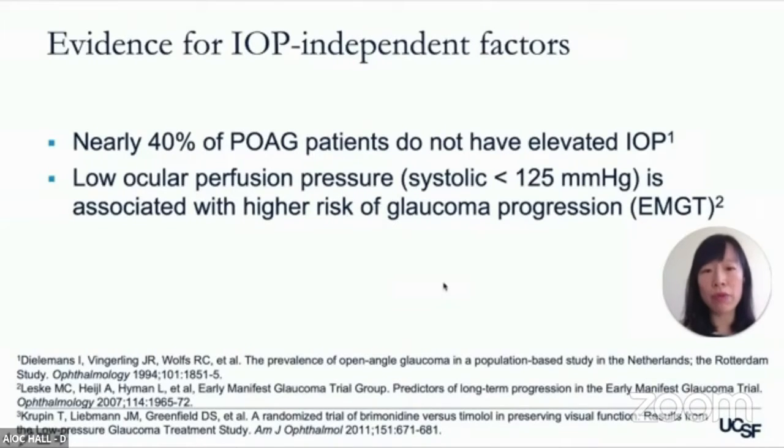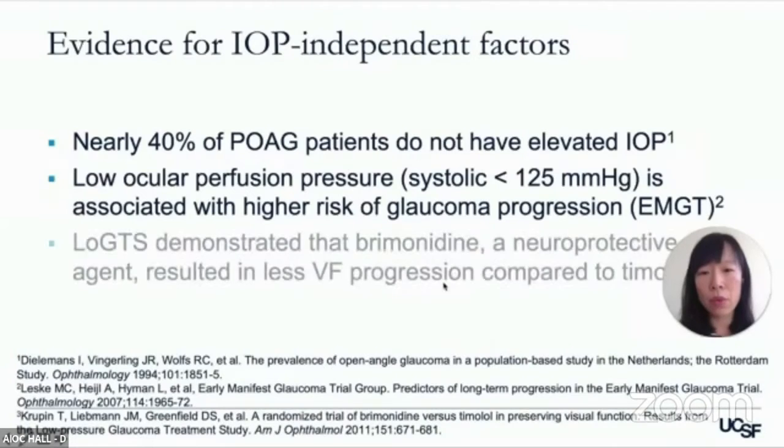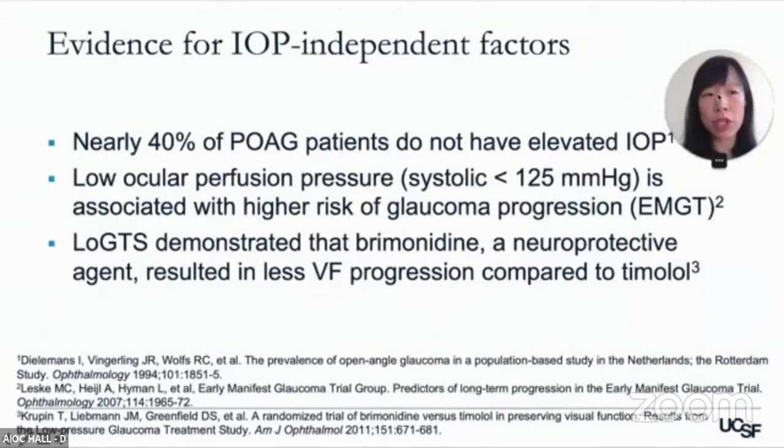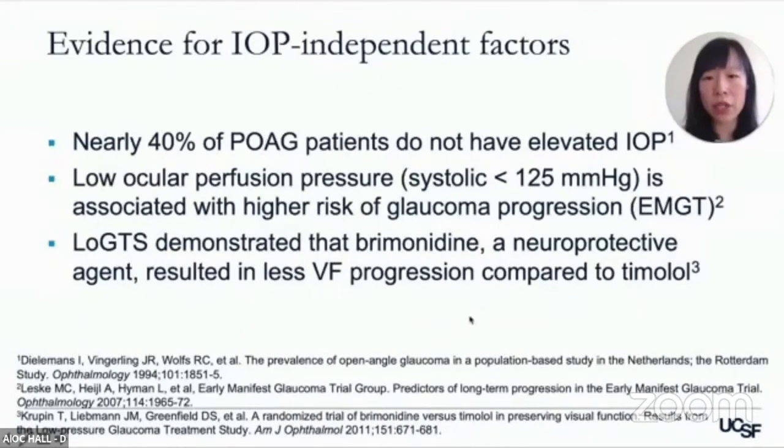And of course, ocular perfusion pressure is not fully divorced from IOP, but we know that vascular factors are likely playing an important role. We also know that the low tension glaucoma treatment study demonstrated that brimonidine, a neuroprotective agent demonstrated in the laboratory, resulted in less visual field progression compared to timolol, despite similar IOP lowering.